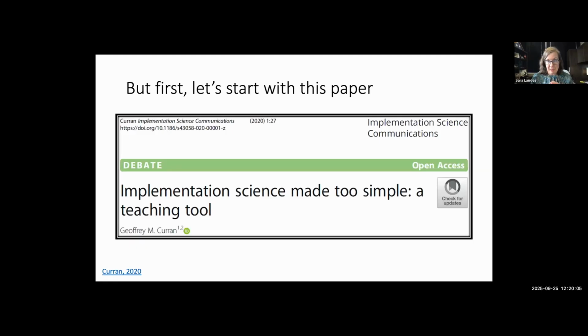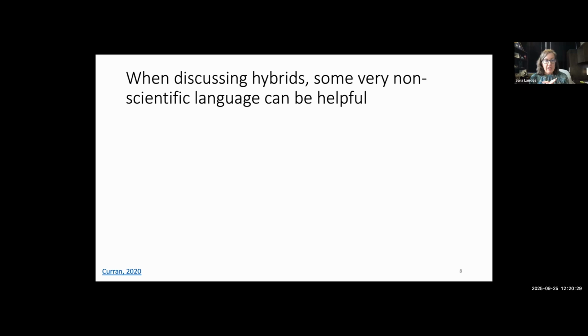But first, I'm going to start with this paper. I know that you all are doing implementation work, and so I don't have to teach you what implementation is. And there's some language that makes talking about hybrids a little easier. So we badgered Jeff into writing this paper called Implementation Science Made Too Simple, because he has a way of teaching about implementation that makes talking about hybrids a whole lot easier. So this is linked here. And this paper talks about the language we use, and we use some very non-scientific language that can be super helpful. If you're also trying to explain to your parents what you do for work, it's also helpful.